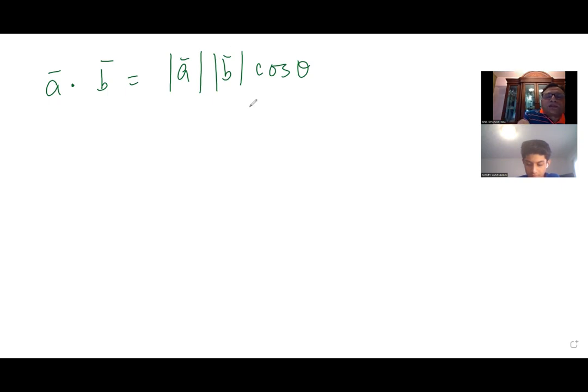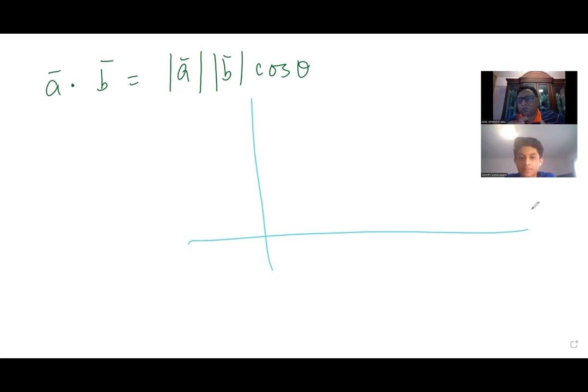I'm making a coordinate axis. It helps us to relate things better. So what I will do is, let us say my vector B is this. This is my vector B. And let us say I have a vector A, which is this. Fine. So this is the angle theta.